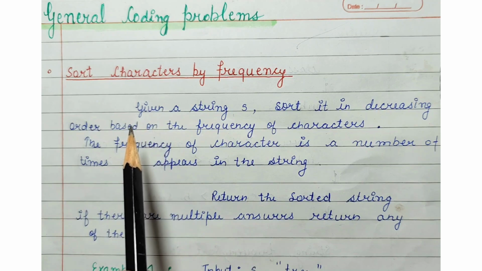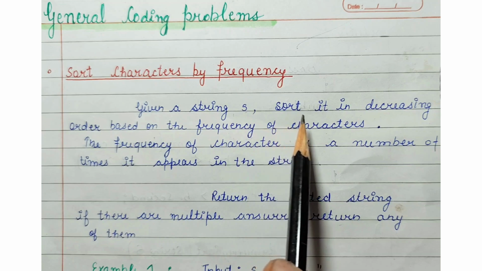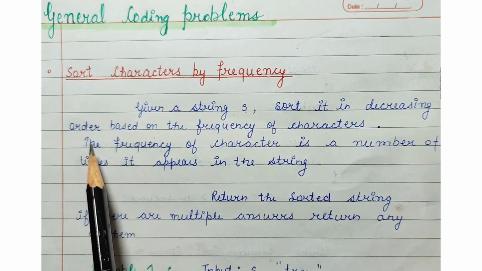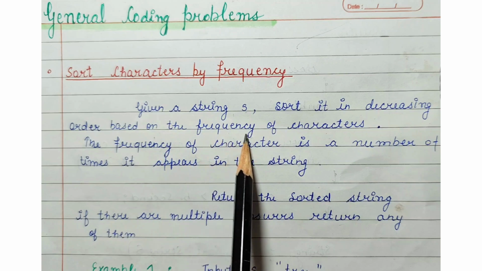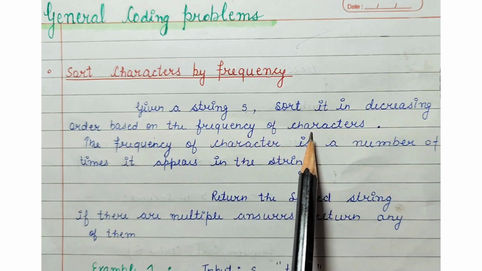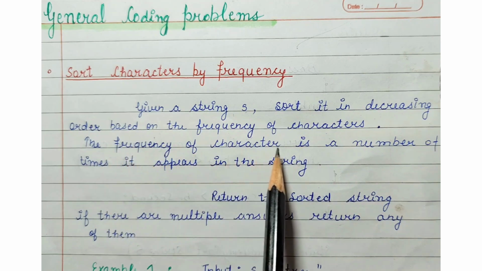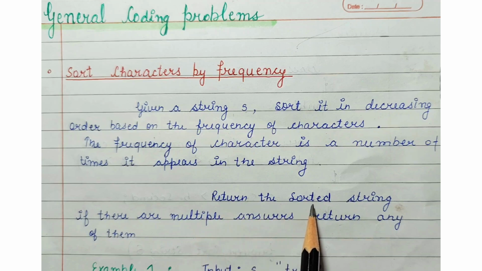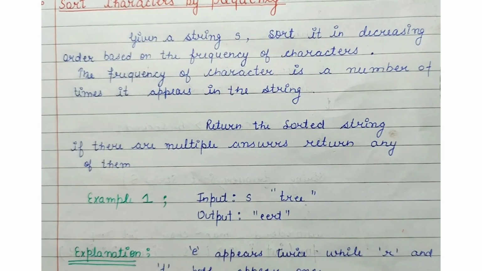Now the problem statement is: given a string S, sort it in decreasing order based on the frequency of characters. The frequency of a character is the number of times it appears in the string, and return the sorted string. If there are multiple answers, return any of them. Now the sample input is, suppose the input string is "tree".